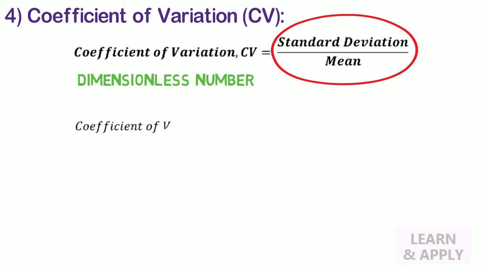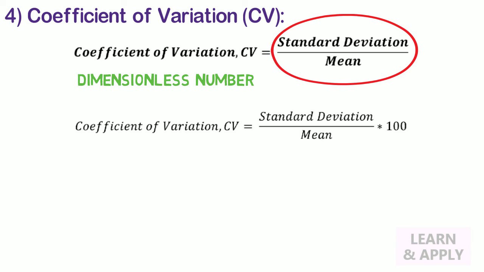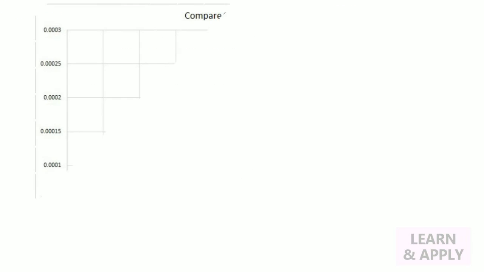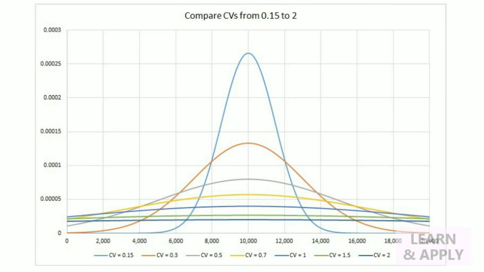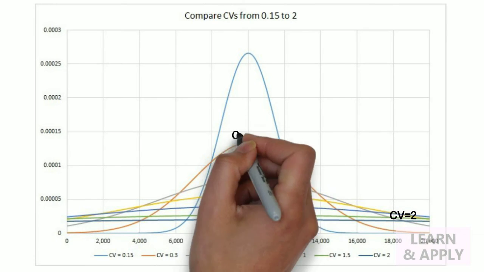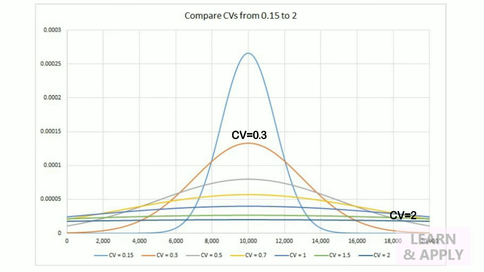In the above example, CV is equal to standard deviation divided by mean into 100, which is equal to 2.7386 divided by 6.67 into 100, which is equal to 41.08%. The higher the coefficient of variation, the greater the level of dispersion around the mean. It is generally expressed as a percentage. The lower the value of coefficient of variation, the more precise the estimate.